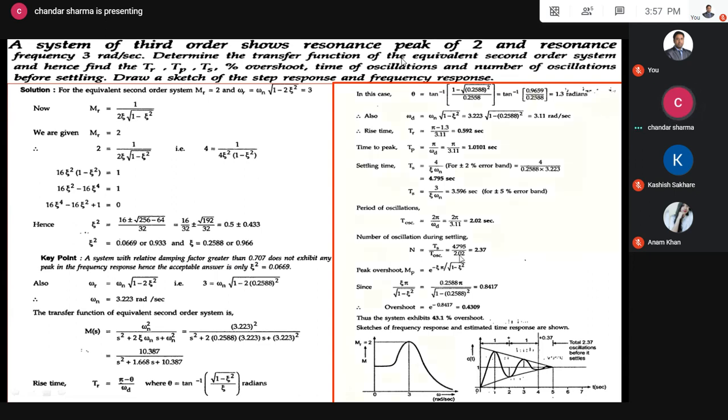All this time response as well as frequency response specifications. Overshoot MP is equal to e to the power minus pi into zeta by under root 1 minus zeta square. So you can find all this. So this is the frequency response specifications, or the various frequency response specifications.